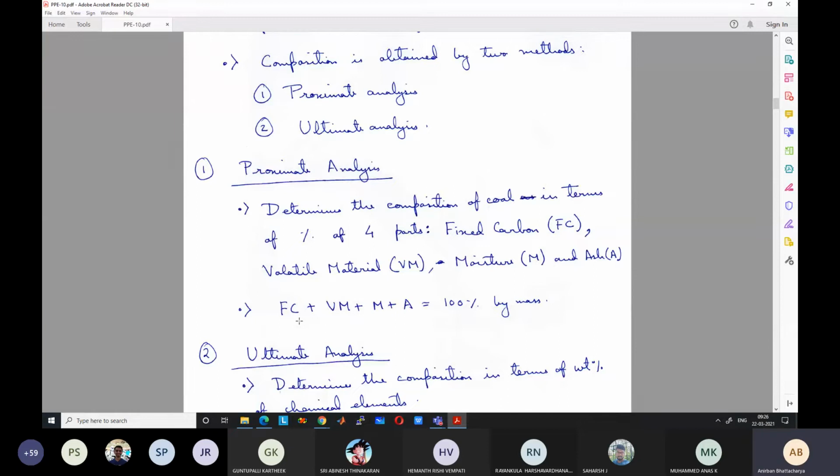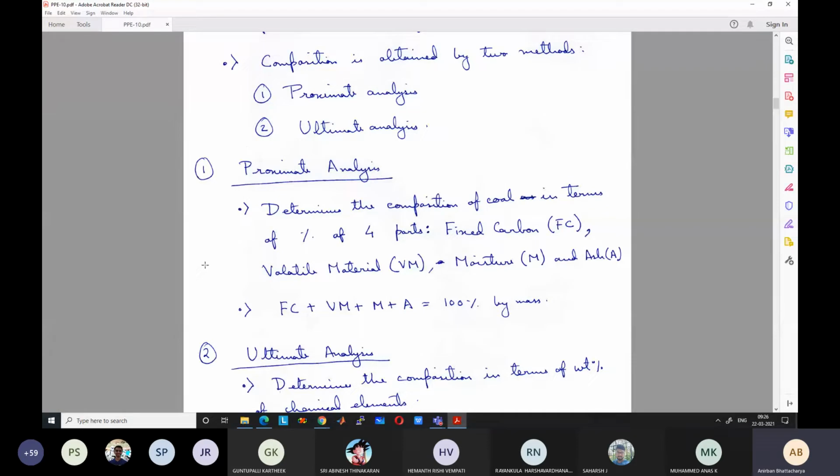So using this analysis, we can say that coal is composed of 4 types of materials: fixed carbon, volatile material, moisture, and ash. Among these, the fixed carbon and volatile material take part in the combustion and are useful for energy release. So we need more fixed carbon and volatile material, and if they are present in higher quantity, the quality of coal is considered to be good.